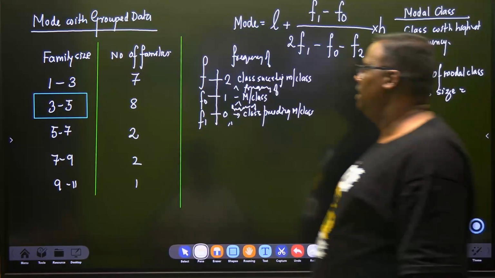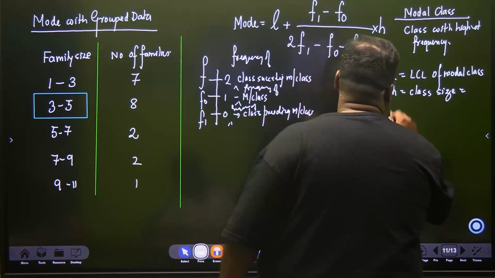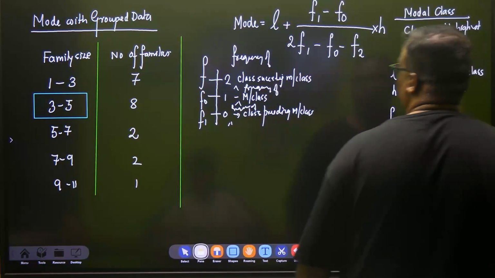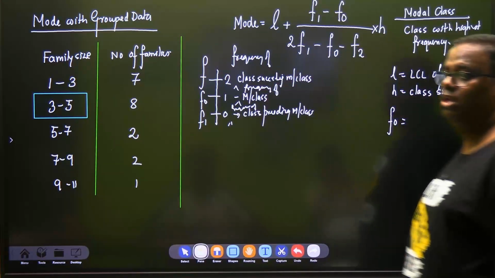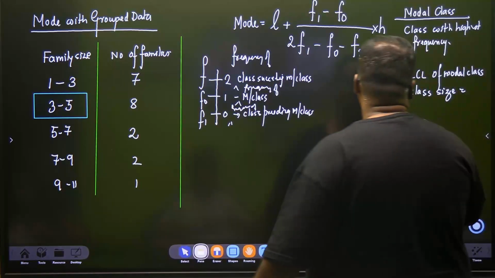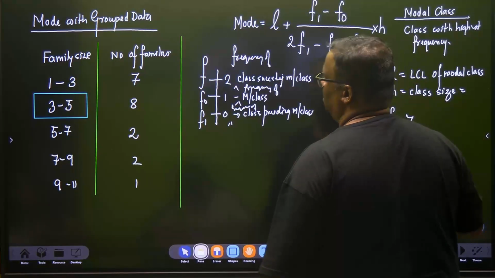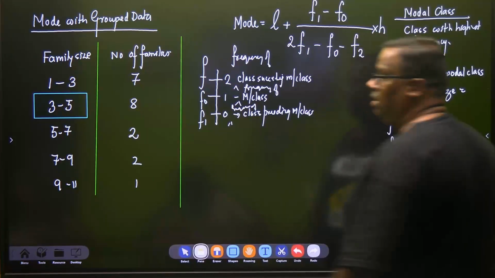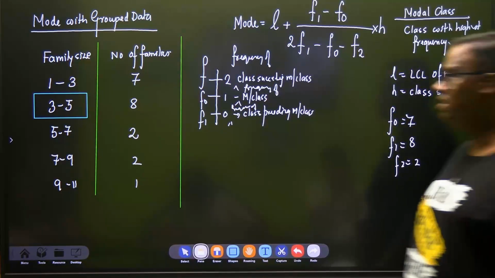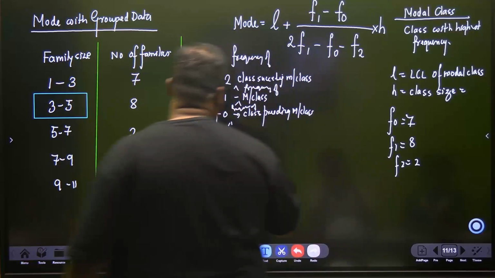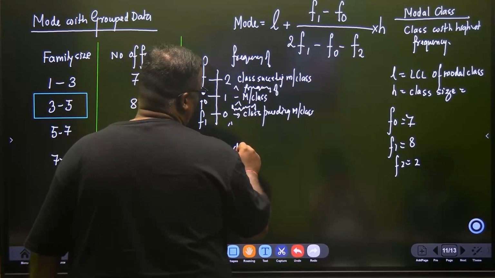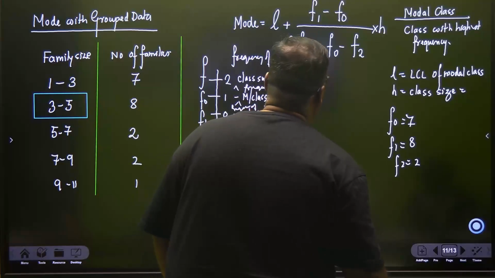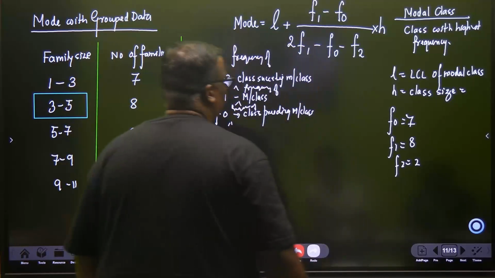So आइए, can you tell me the data now? What should be F0 for our problem? F0 will be 7. What will be F1? 8. What will be F2? 2. मिल गया? अब मोड निकालना काफी आसान हो गया. चलिए आइए निकालते हैं. So our mode will be L. What is L? L is 3. Very good.